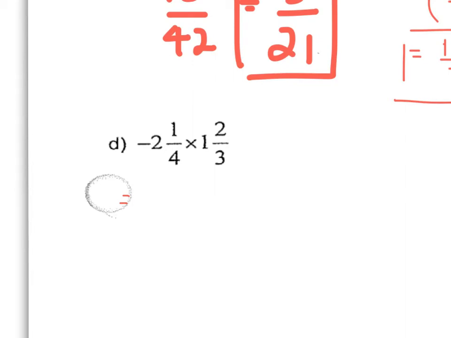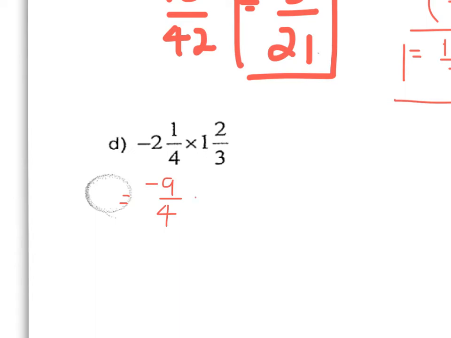Remember with these, bring the negative down first, then do your conversion. So 4 times 2 is 8 plus 1 gives us negative 9 over 4. Okay, and you could put that negative sign where it should go right away, right up here.